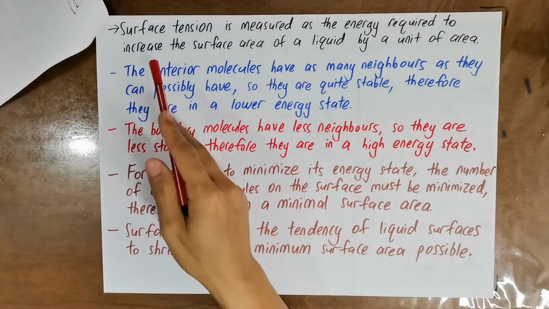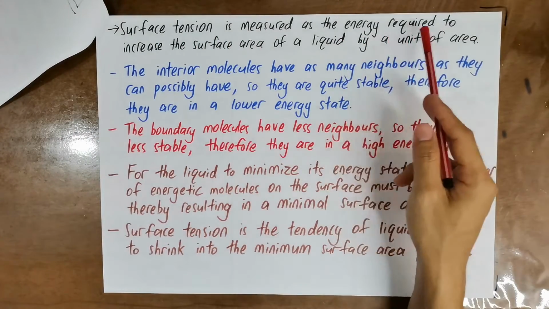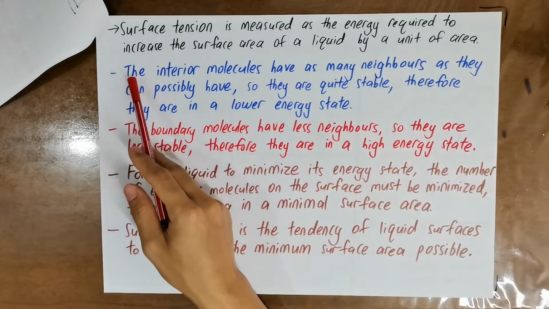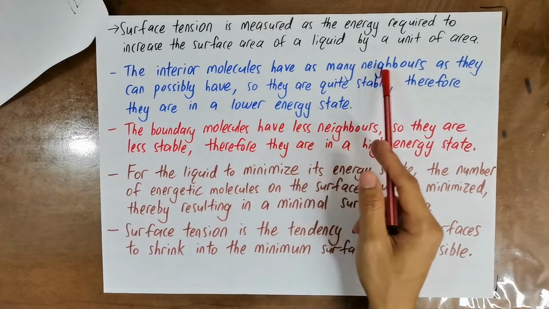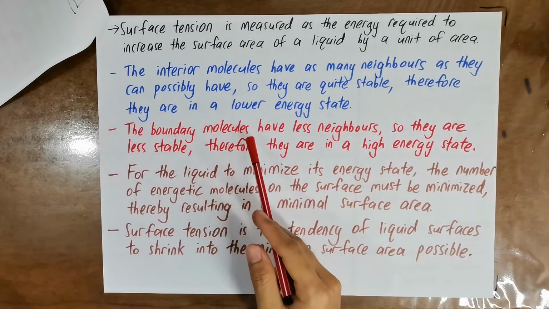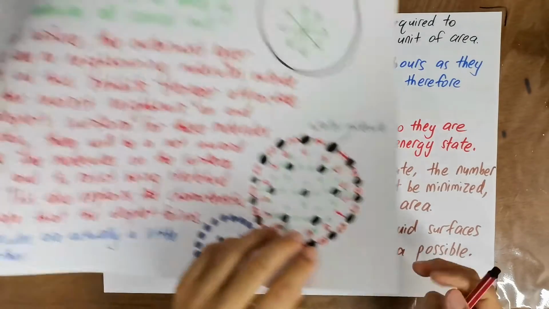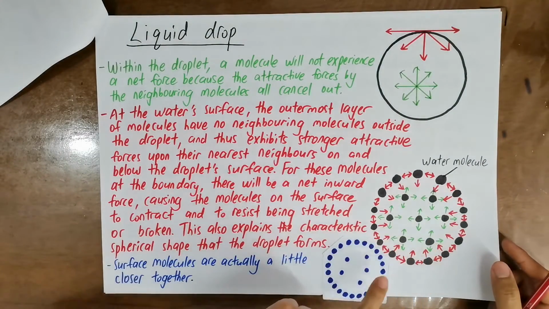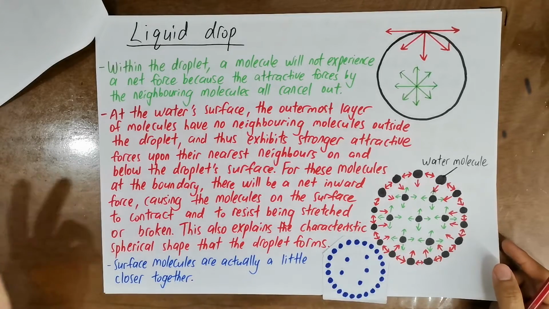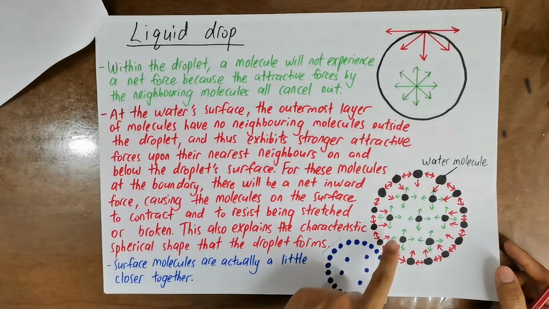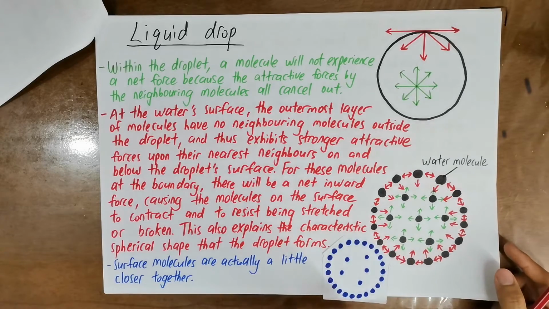Okay, so surface tension is measured as the energy required to increase the surface area of a liquid by a unit of area. The interior molecules have as many neighbors as they can possibly have, so they are quite stable and therefore they are in a lower energy state. When the interior molecules can form hydrogen bondings with their neighboring molecules, as many as possible, then the interior molecules are more stable, therefore they have a lower energy state.